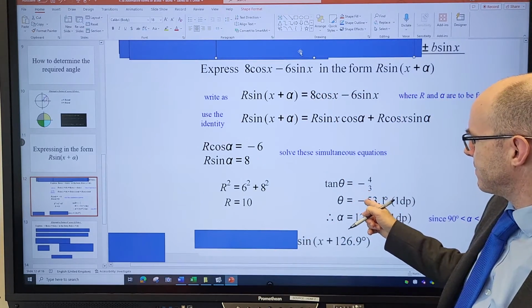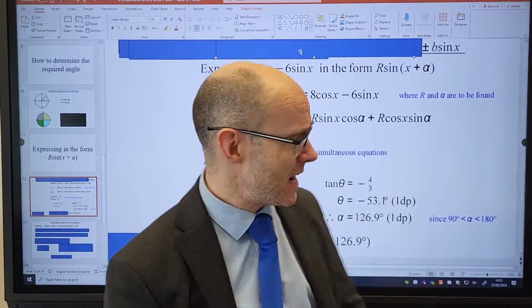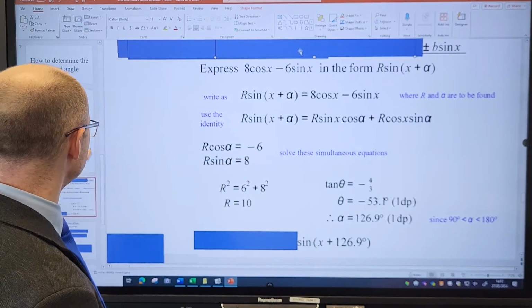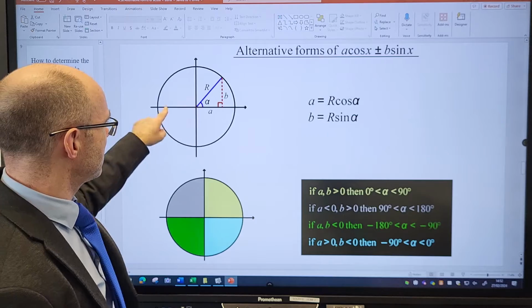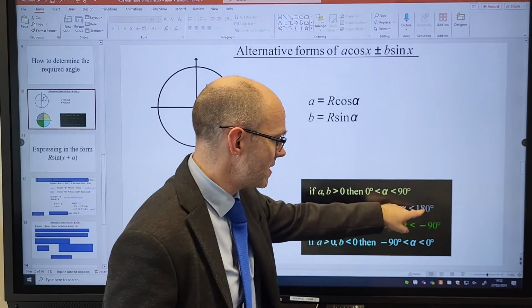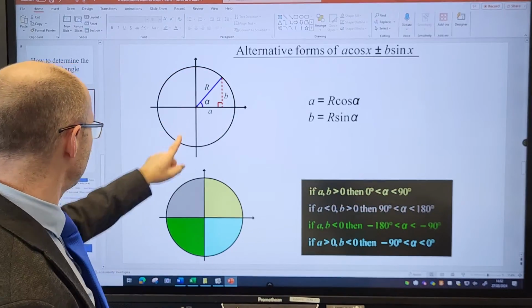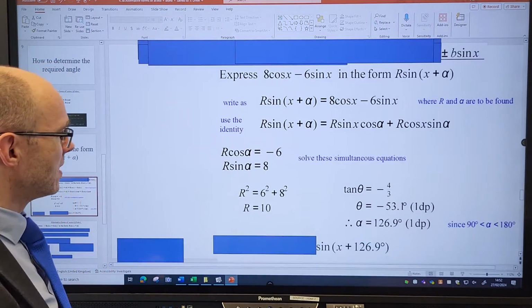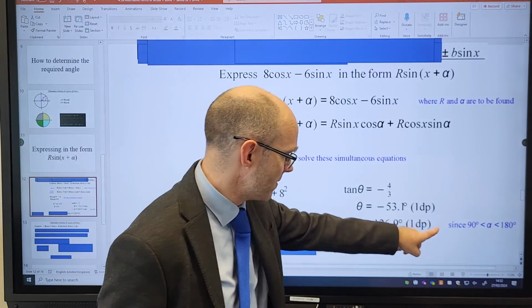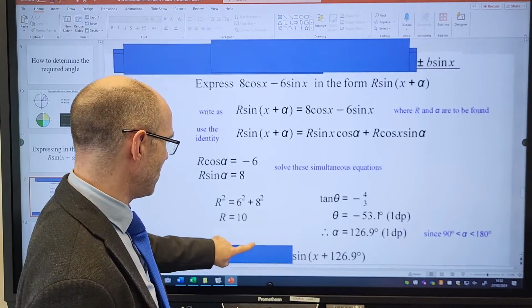So you've got negative 53.1 when you do the inverse tan of negative 4/3, but consider where it lies: negative 6, 8, it lies up there. So you want an angle between 90 and 180, and so just add on 180, and you get your angle that's required.